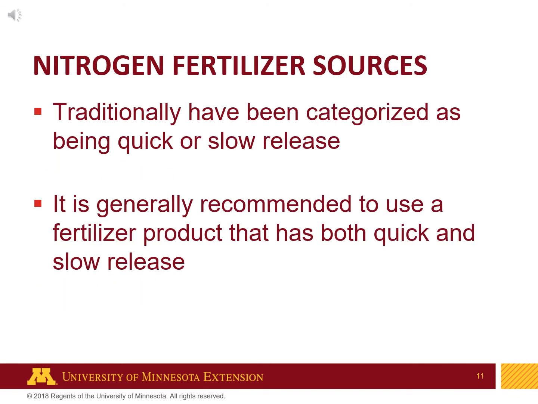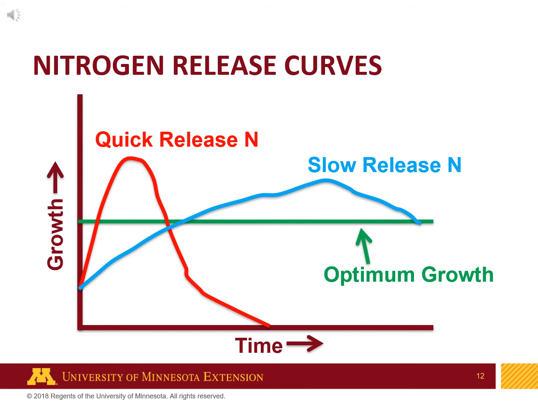Nitrogen fertilizer sources have traditionally been categorized as being quick or slow-release fertilizers. Many fertilizer products contain a combination of both quick and slow-release sources. This illustration helps to visualize how quick and slow-release nitrogen fertilizers affect plant growth over time.